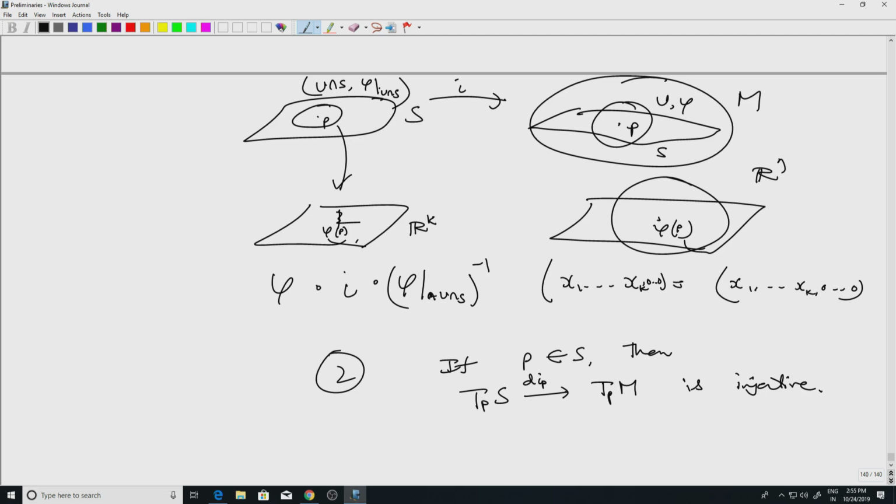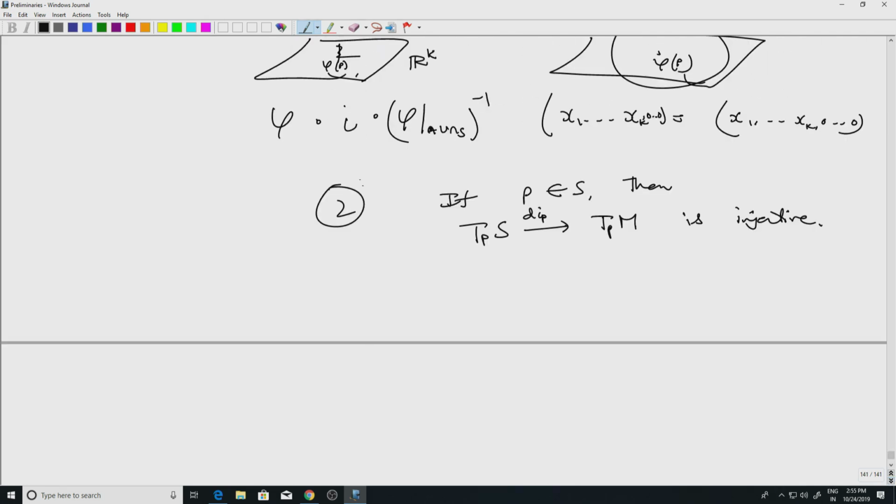So in short, I can think of this, the tangent space to S, identify this with a certain subspace of T_pM. But actually, in fact, one can be even more explicit than what I've written here.